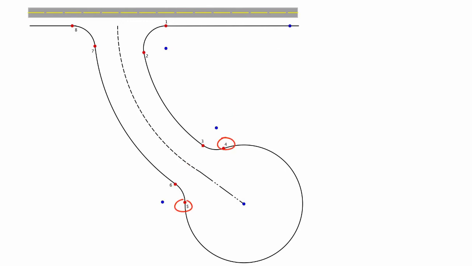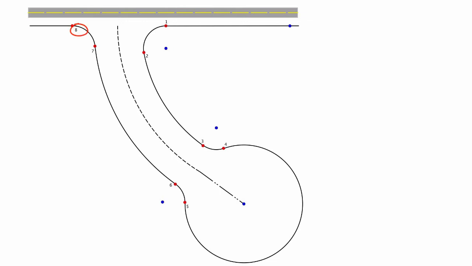Curve 4 to 5 and curve 5 to 6 form a reverse curve. Accordingly, the extension of the radius from the center of curve 4 to 5 through point 5 must end at the center of curve 5 to 6, 20 feet from point 5.